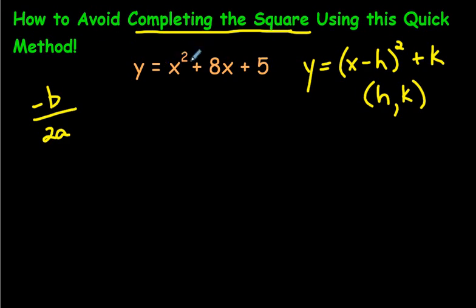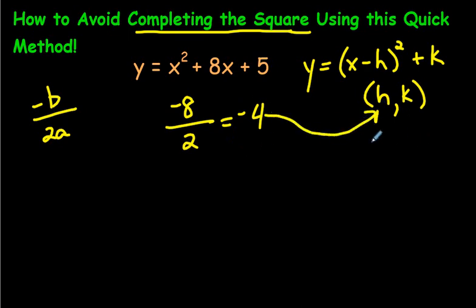Negative b would be this 8 right here. So you take the opposite sign of what you see right here, so that'd be negative 8. And 2 times a, well, 2 times the first term. There's an invisible 1 here, so 2 times 1 is just 2. And so negative 8 divided by 2 is negative 4. What you find is that the value for h, or this x value, is negative 4.